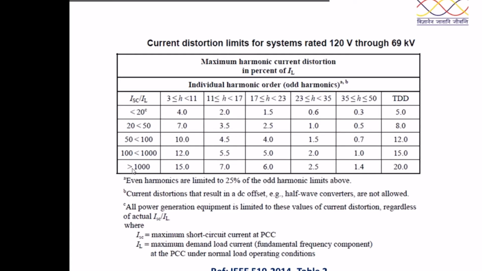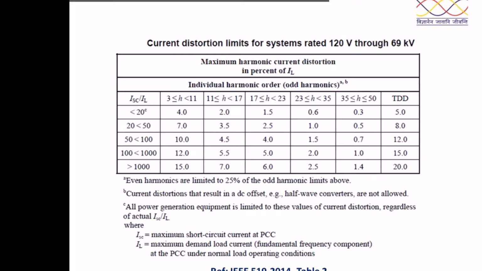ISC by IL is 1000 means, with respect to the load current, the source fault level is very, very high. Source fault level is very high means impedance is low. Therefore, you are allowing higher harmonic current injection. If the source fault level is less, that is ISC by IL is up to 20, less than 20, the third harmonic to the 11th harmonic current that is acceptable is about 4%. Therefore, this is what the standard talks about.